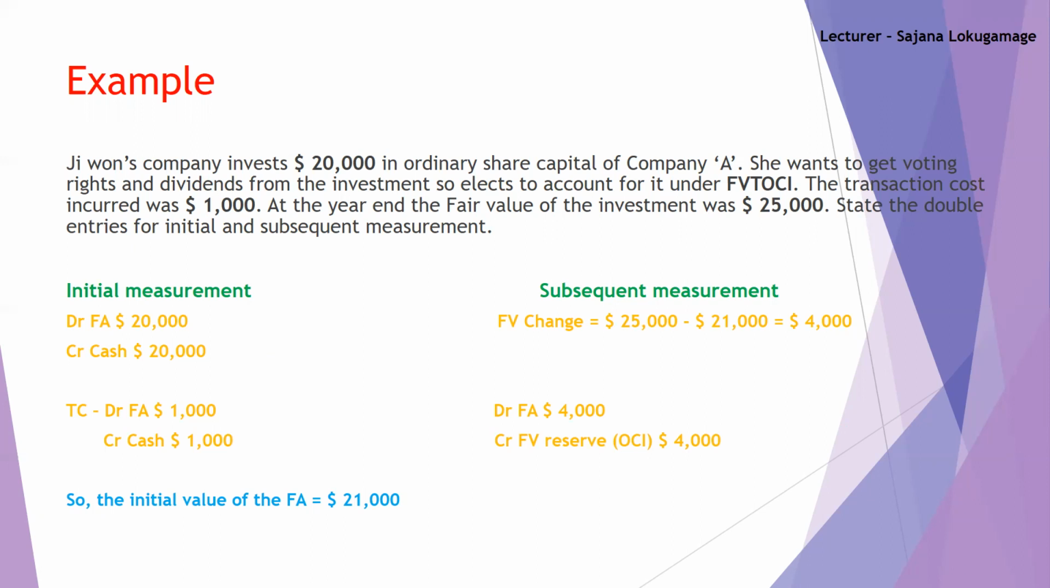Then subsequent measurement. At the year end, the fair value of the investment was $25,000, but the initial value is $21,000. So how much is the increase? It is $4,000. Since FVTOCI is selected, you have to debit the financial asset 4,000, and credit the OCI, or the fair value reserve, 4,000. So that is how you account for it, guys.